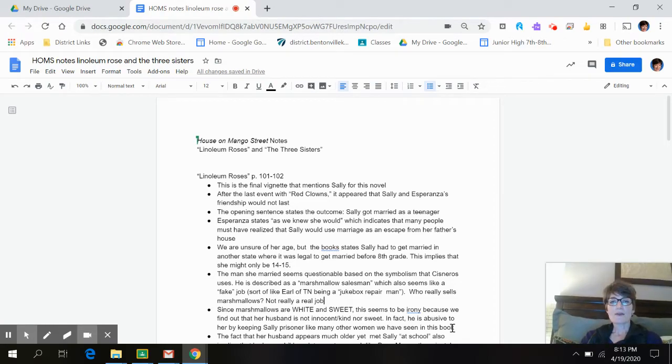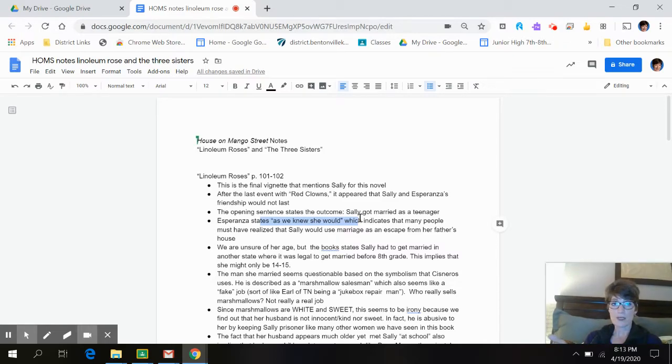Now, again, I think that when we go back to this first opening sentence, it says Sally got married like we knew she would. I think that's really important. And I put that again in the notes because when she states, as we knew she would, it seems like this is really not a big surprise. And so maybe if we were having this discussion live, I would ask you, are you shocked by this? Why or why not? Maybe you would say, no, I don't think this is very surprising, because most of you would probably figure out that Sally was trying to escape her home life.